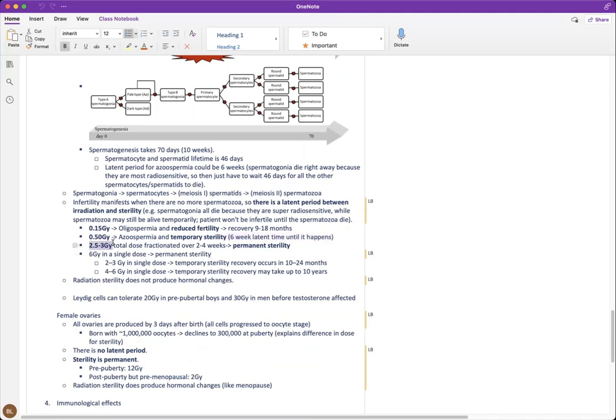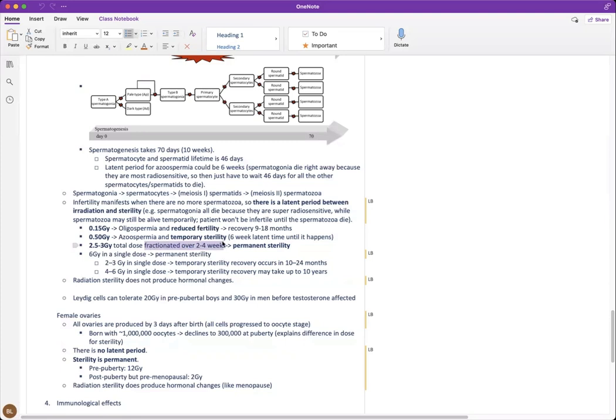And then 2.5 to 3 gray, this is in a dose that's fractionated over 2 to 4 weeks. That can result in permanent sterility. So we use this for our critical dose thresholds for the gonads because we want to avoid permanent sterility. This is in a fractionated dose scheme.